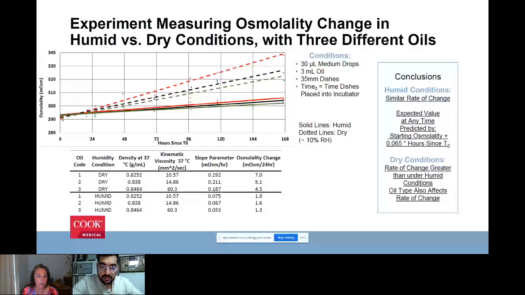So if you look at the osmolality change in a humid environment, either way, if you have the paraffin oil or if you have mineral oil, you have a change that is just under 2 milliosmol per day. So in conclusion, in this specific case, if you are in dry conditions, you will see a change of osmolarity even with the best oil.